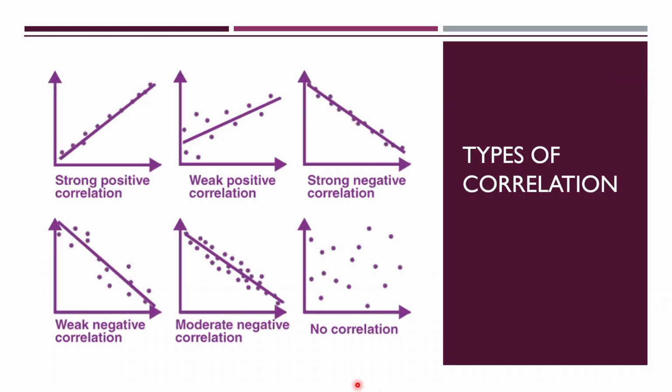Okay, so in the graph, this is a strong positive correlation, and this is a weak one. This is a strong negative correlation. This is a weak negative correlation. This is moderate, so it's between strong and weak, and we call it moderate. Random means there is no correlation at all.